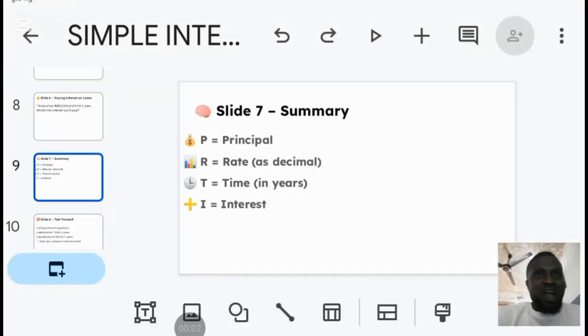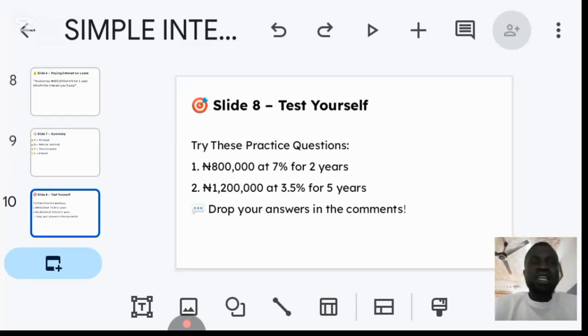Alright, let's recap. P is the money you start with, which is the principal. R is the rate, which is a percentage. Remember what I told you: you put the percentage over 100. Then T is time, that is how long. Put them together, and interest is equal to P times R times T. Simple and powerful.